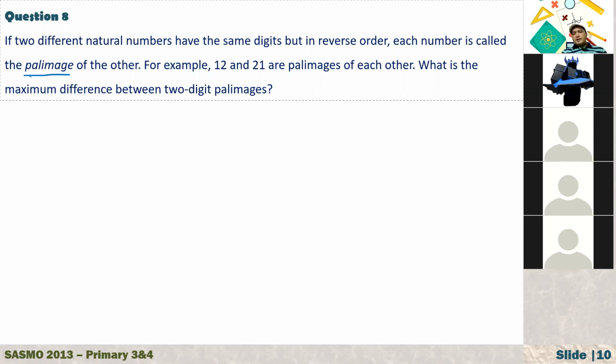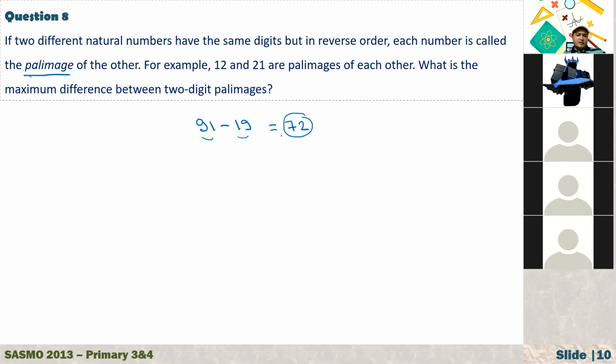Okay, what do you think? Neil, Yasmin, Nazlı, Shamil, Sadiq. What is the maximum difference between two-digit palimages? They change by 10. Is it like this? 91 and 19, right? Are they palimages? Yes. And what is the difference? The difference is 72. Or 80? 72, right? Yes.